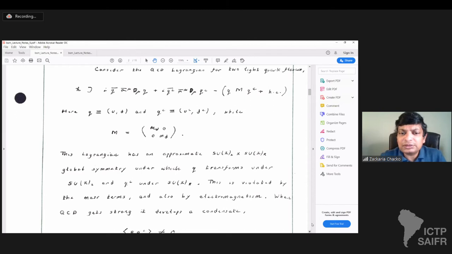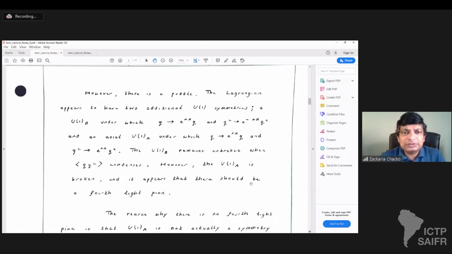It's got a U(1) axial symmetry, under which Q goes to e^(iα) Q, and QC goes to e^(iα) QC. So the difference between baryon number and axial symmetry is that under baryon number, Q and anti-Q really have opposite charges. Under the axial U(1), Q and QC have the same charge, so you're rotating them together. Now, the U(1) baryon number remains unbroken when this condenses. And this is why baryon number seems to be a very good accidental symmetry of the Standard Model. It's not broken. But the U(1)A is broken when this condenses.